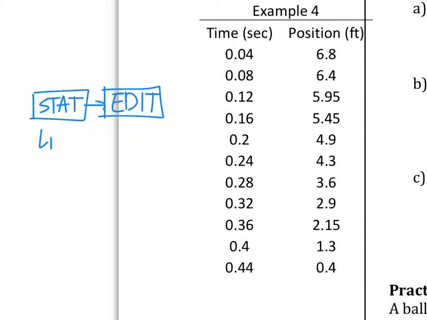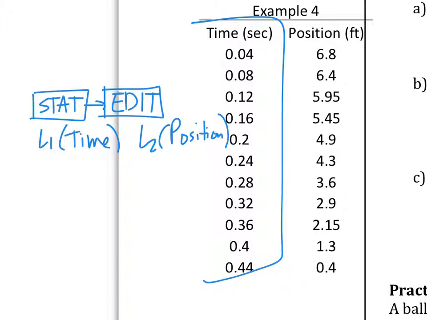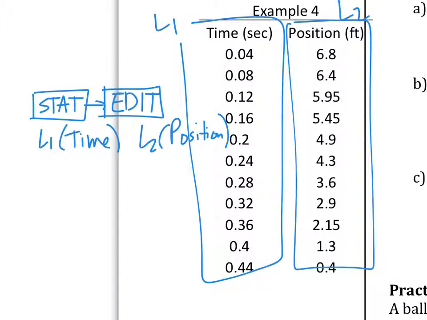So in L1, let's put in time. And then in L2, let's put in position. How do we type it? You don't have to type in anything. I'm just saying put all your numbers from there in. So this list goes in L1 and this list goes in L2. If you want to go to the next row, just press enter. Make sure all the numbers are correct, because if you mess up on one point, then your graph will be wrong.